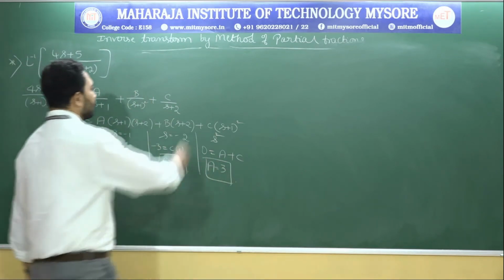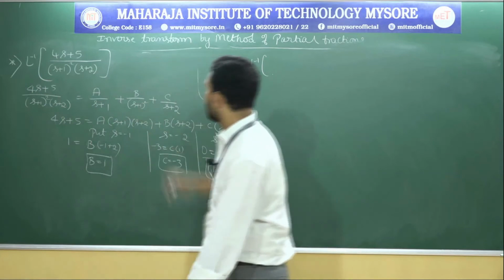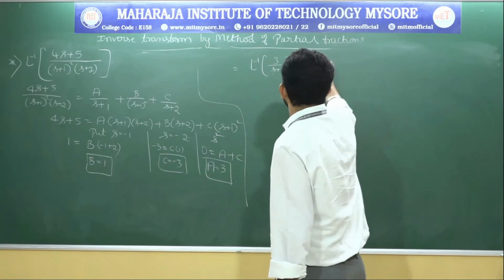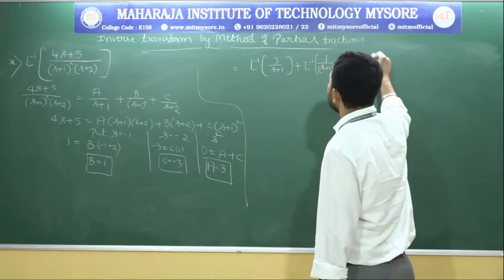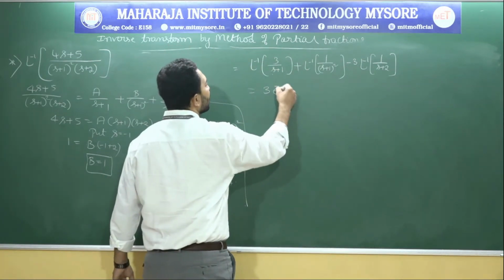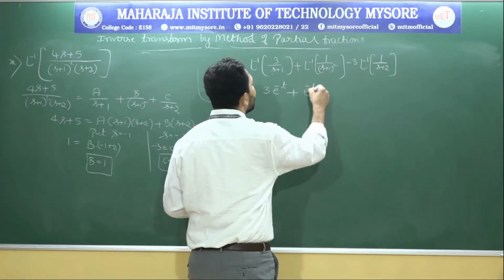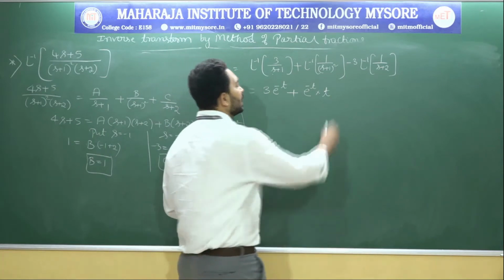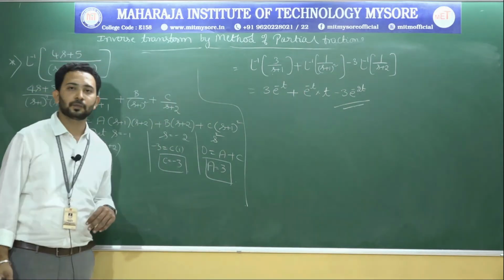So by applying L inverse, directly I can write L inverse of this. For A, it is 3 divided by (s + 1), plus B, it is L inverse of 1 over (s + 1)², plus C, it is minus 3 into L inverse of 1 over (s + 2). Now I can write this as 3 e^(−t), plus 1 over (s + 1)² is nothing but e^(−t) into t, since L inverse of 1 over s² is t, minus 3 e^(−2t) for 1 over (s + 2).